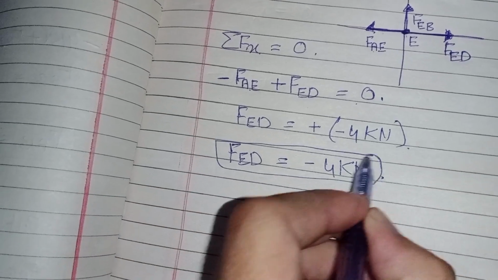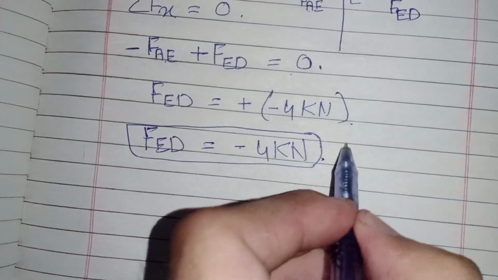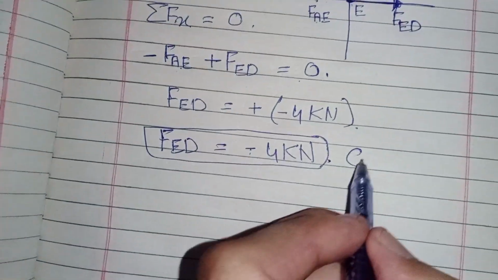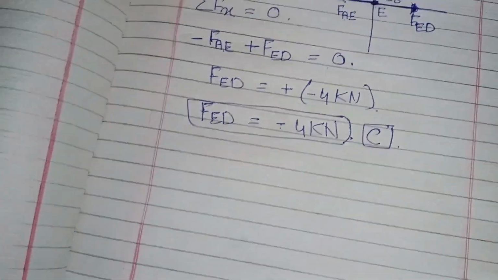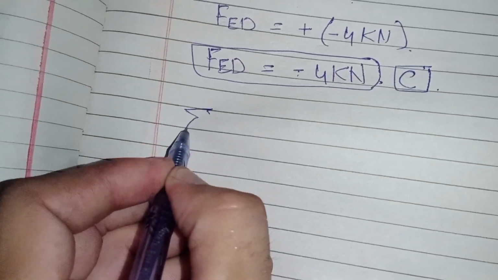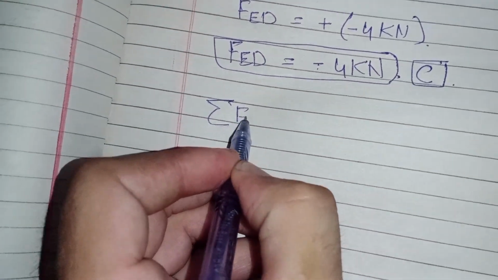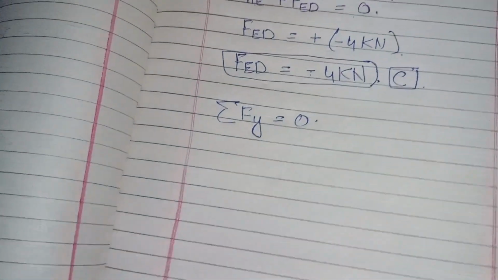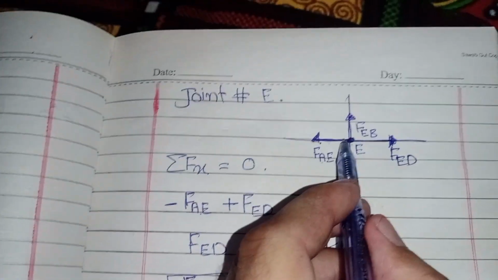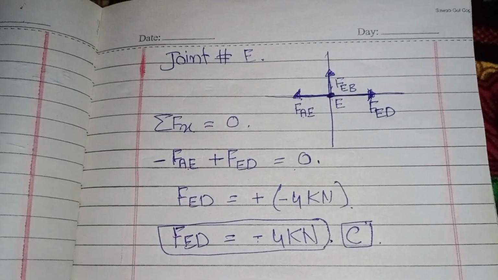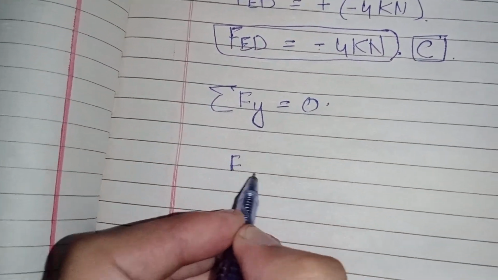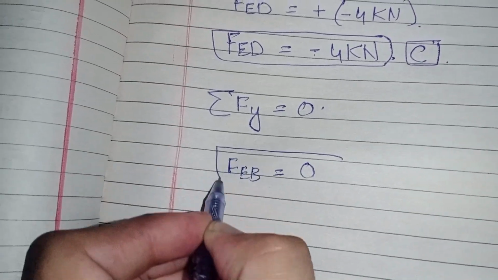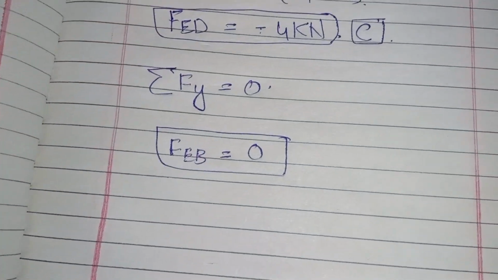This sign means that this force is in compression. Our assumption was wrong. This is in compression. Okay. Now I take summation of all vertical forces equal to 0. There is only one vertical force, F_EB, so F_EB equals 0. Okay.